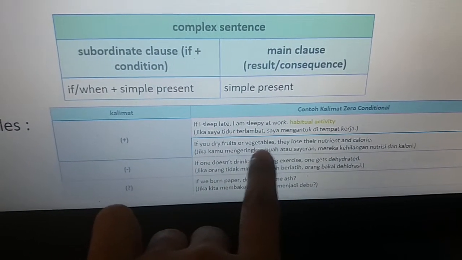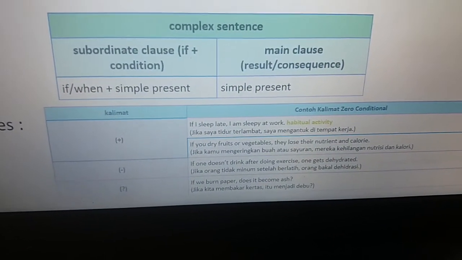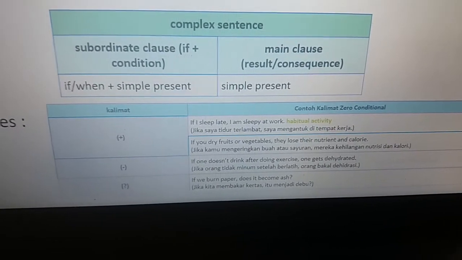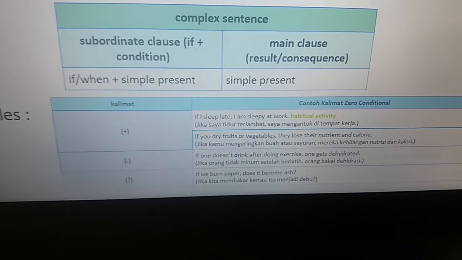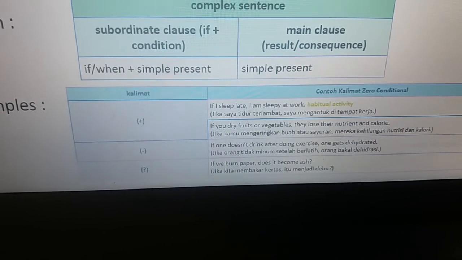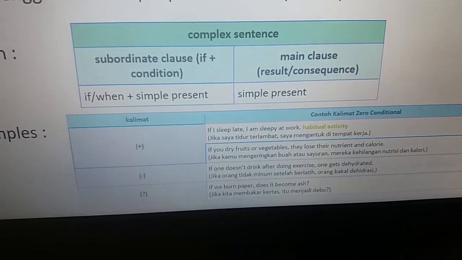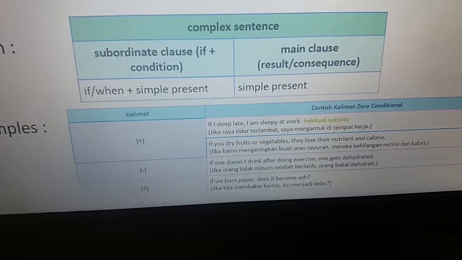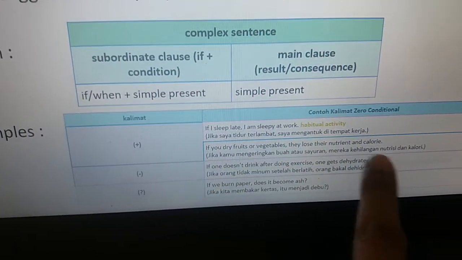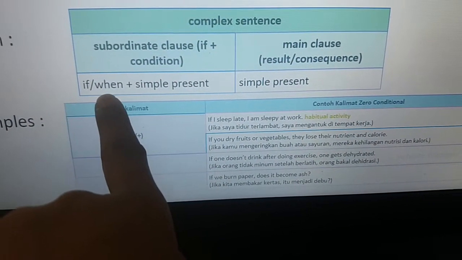If you dry fruits or vegetables, they lose the nutrient and calorie. If you dry fruits or vegetables, they lose nutrients and calories. So what is the condition? If you dry fruits or vegetables. And the consequence? They lose the nutrient and calorie. There is a condition and there is a main clause.